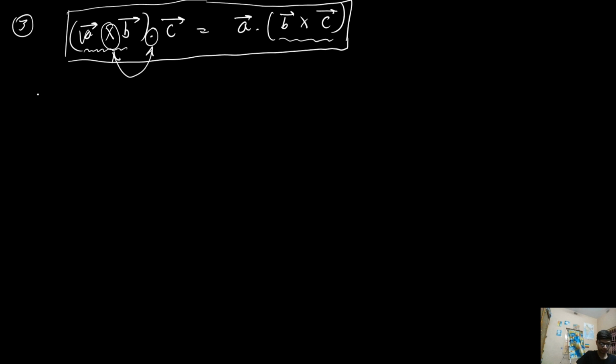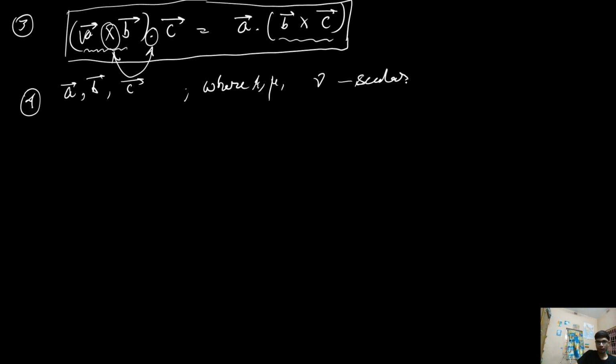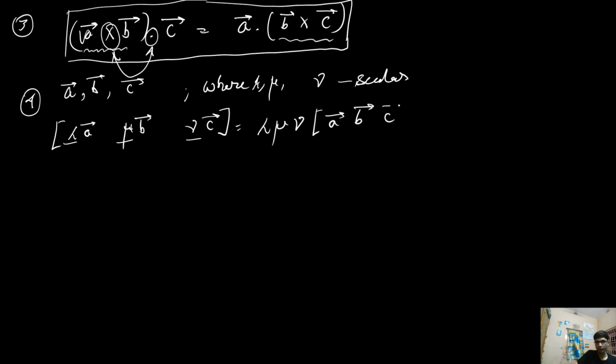Now we talk about the fourth property. This is basically whenever, in place of vectors a, b, c, we have vectors which are multiplied with some scalars, say lambda, mu and nu, which are scalar values. If I am given lambda times vector a, mu times vector b and nu times vector c, then this scalar triple product can also be written by taking the scalars outside, that is lambda mu nu into the scalar triple product of vector a, vector b and vector c. So this is the fourth property, and an important property.